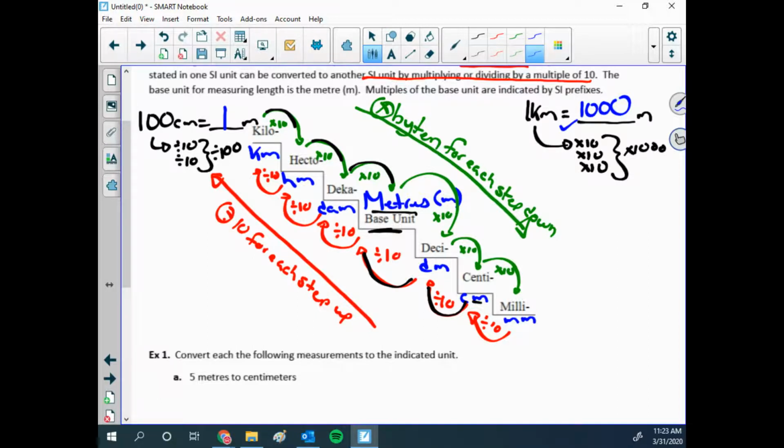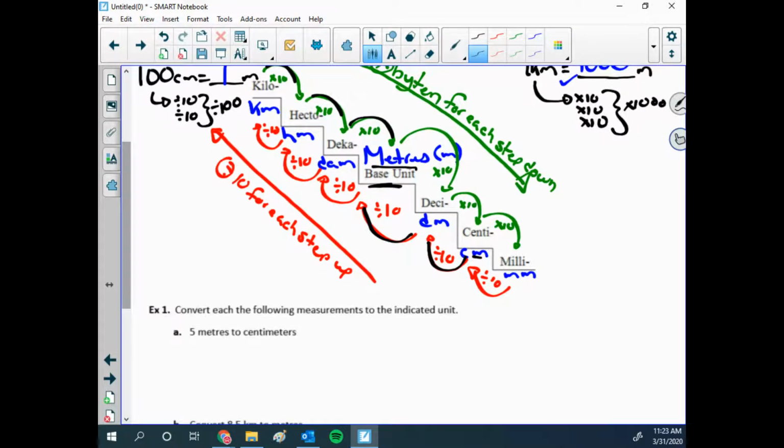So if I know this rule, going down the staircase I times by 10, going up the staircase I divide by 10, I can use that every single time, okay? I will just put the common conversion factors here for you because they are on your formula sheet and you can use them if you want. 1 centimeter is equal to 10 millimeters. 1 meter is equal to 100 centimeters. And 1 kilometer is equal to 1,000 meters.